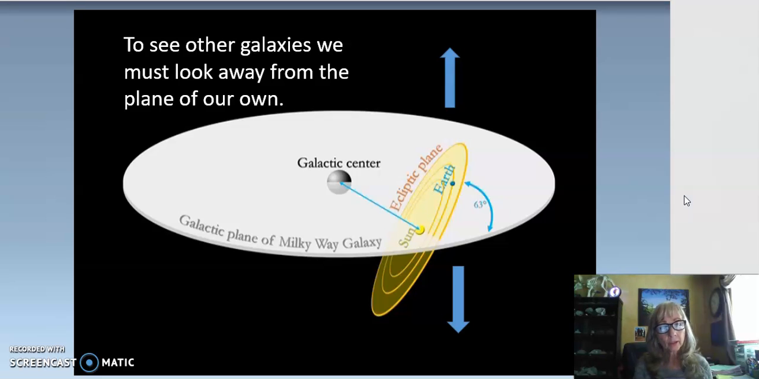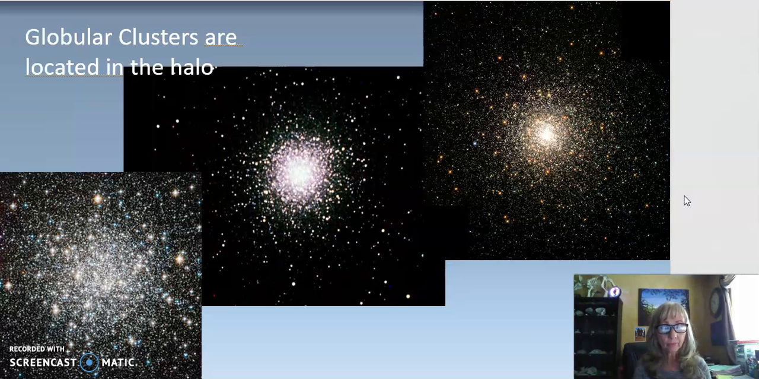So our solar system is actually tipped within the Milky Way. It's at an angle of about 63 degrees from the plane. And then the Earth again is tipped again. So our 3D model of this is different than you might have imagined.